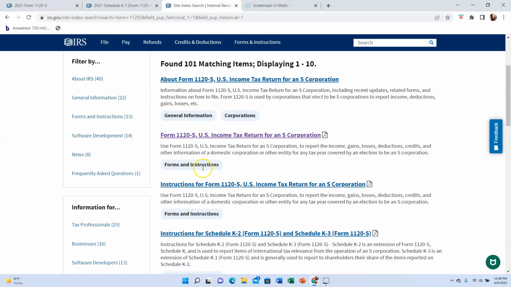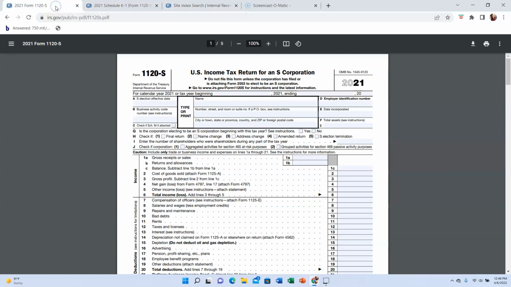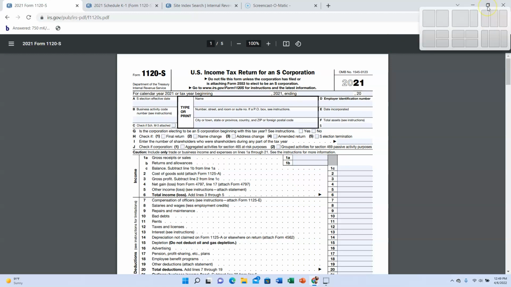and then you want the one that has the form. Okay, I already opened it up, so it's right here. And then you're also going to want to search and find the Schedule K-1 for Form 1120S. It is not part of this original form, so you're going to have to find it as well.